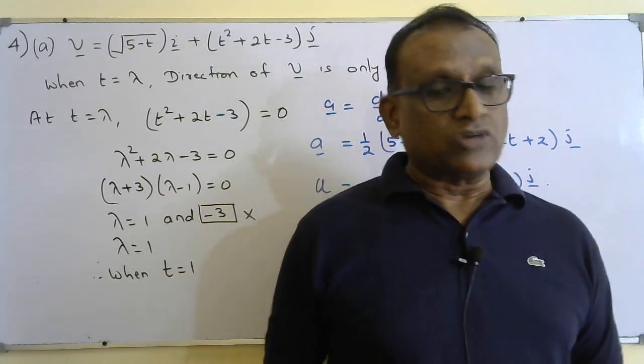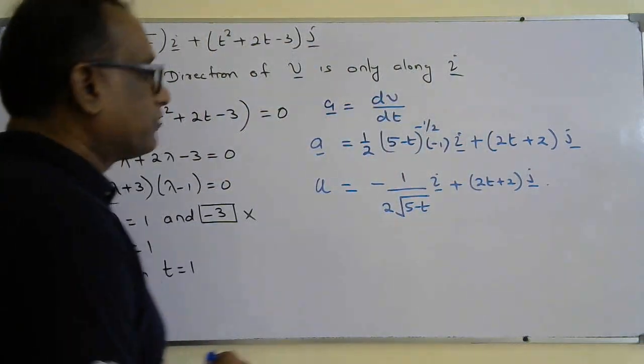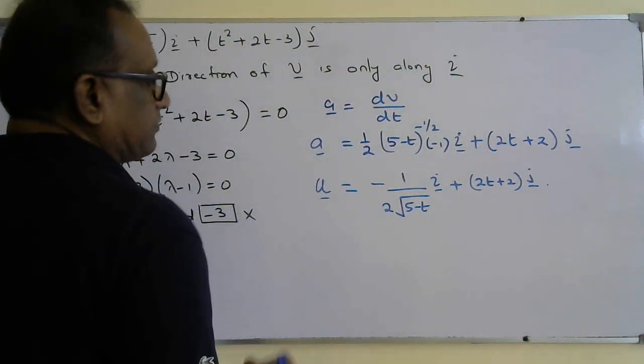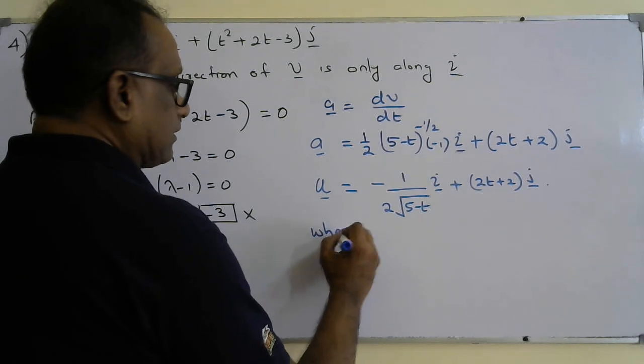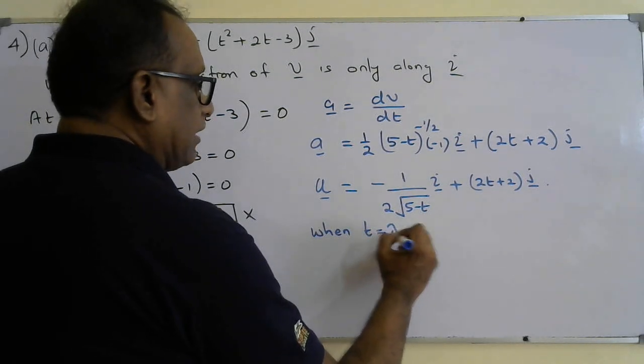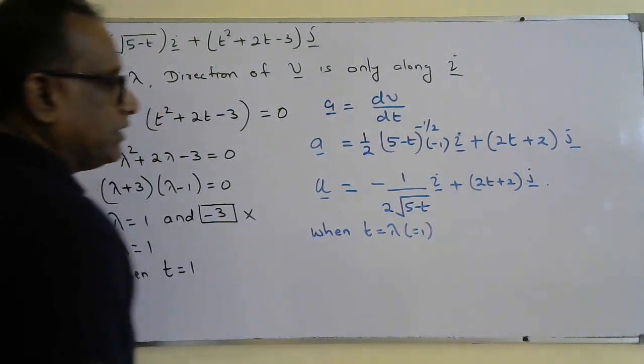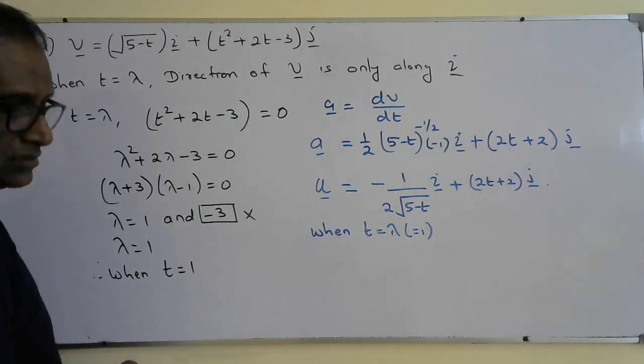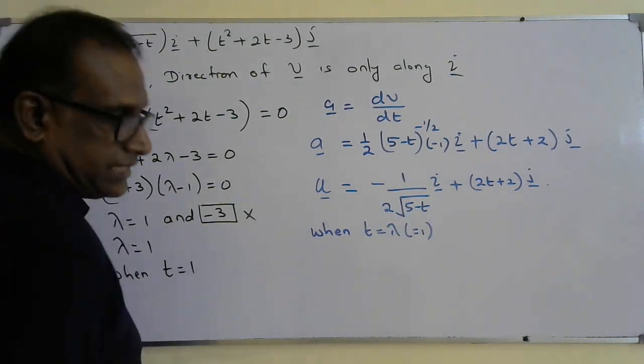They didn't ask for the magnitude of acceleration. So acceleration vector means I need to find the acceleration vector. This acceleration vector when t equals lambda, which means lambda equals 1. We found it already. So substitute 1 instead of t.